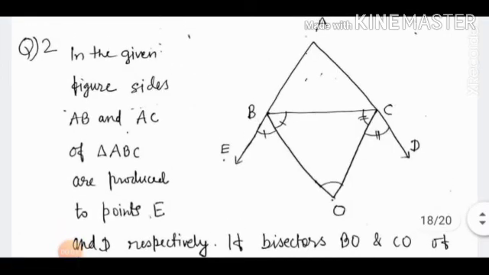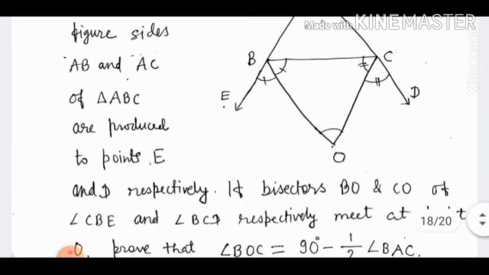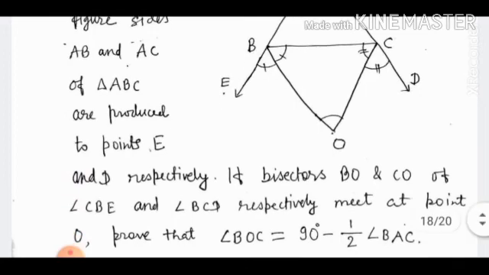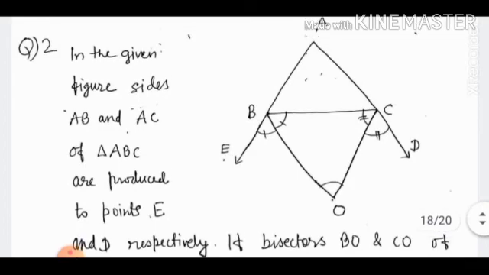In the given figure, sides AB and AC of triangle ABC are produced to points E and D respectively. If bisectors BO and CO of angle CBE and angle BCD respectively meet at point O, prove that angle BOC is equal to 90 degree minus half angle BAC.